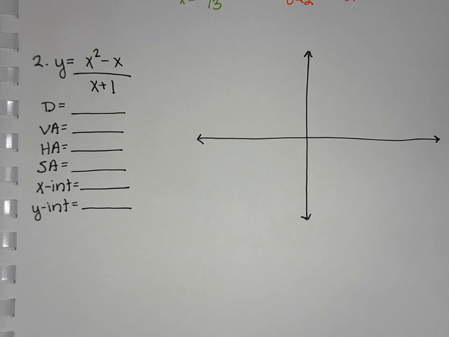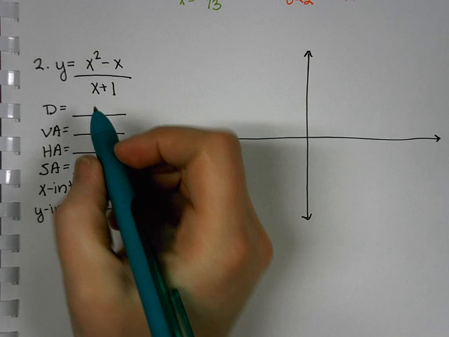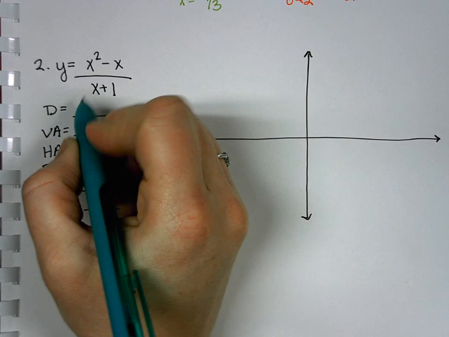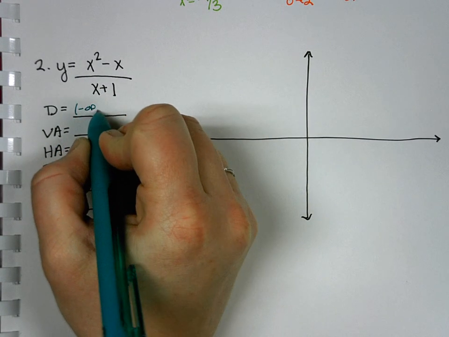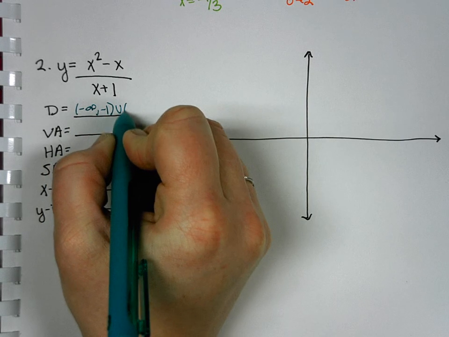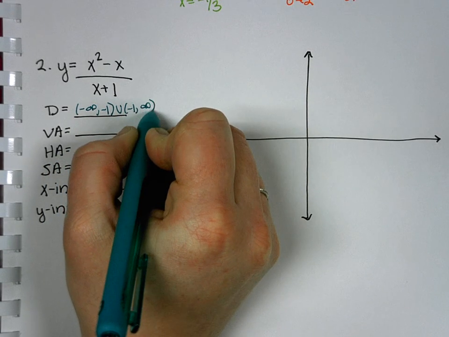So we're going to start the same way, finding our domain before we simplify anything, or even try to simplify. So our domain, let's see, that's not -1. So negative infinity to -1 in union with -1 to infinity.